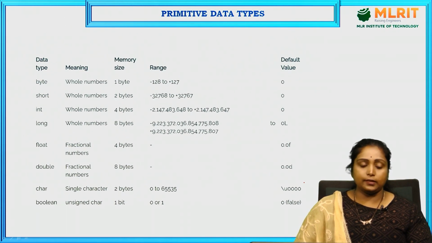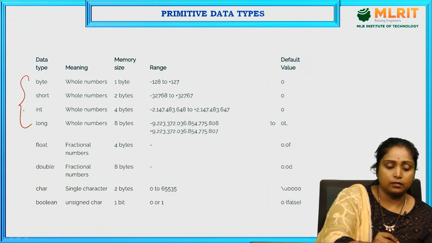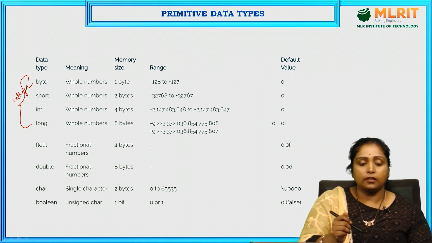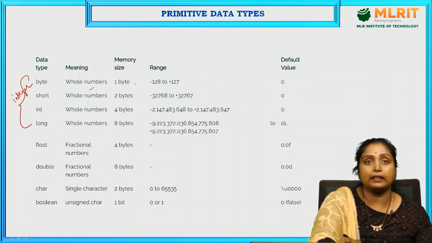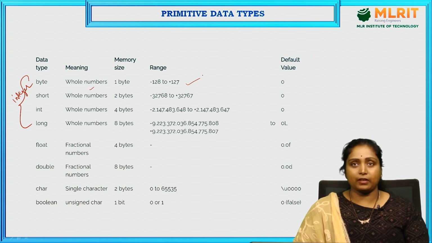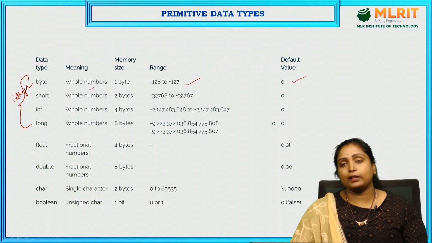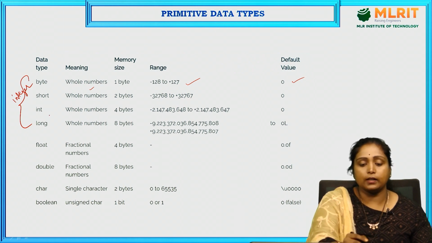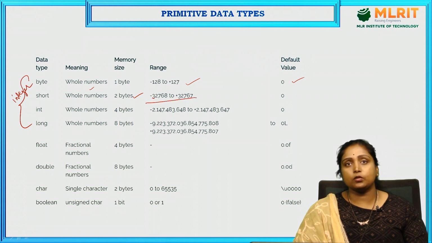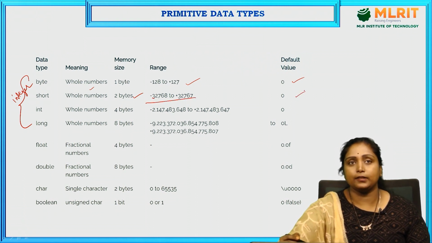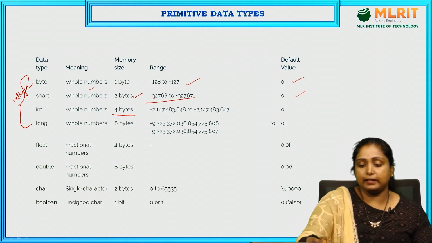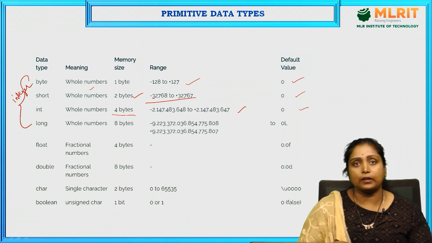I have discussed the integer data types. Byte accepts whole numbers, the memory size is 1 byte, the range is from minus 128 to plus 127, and the default value is 0. Whereas short holds 2 bytes of memory and the range is minus 32,768 to 32,767, and the default value is 0. And int can hold 4 bytes of memory, and the default value is 0.